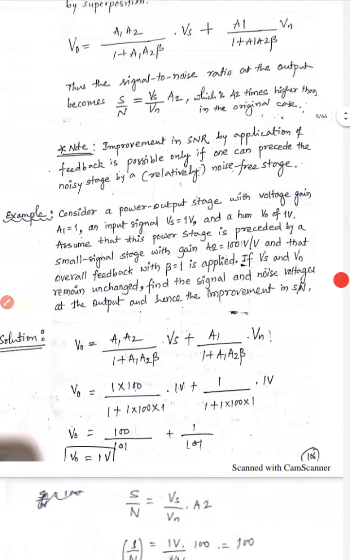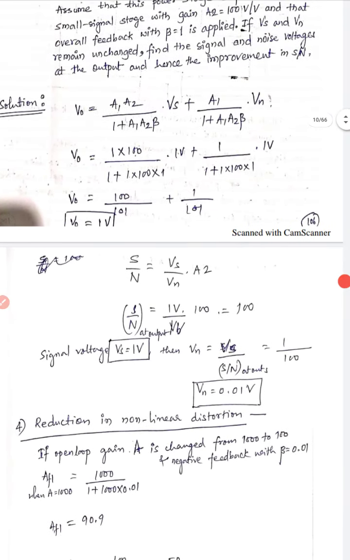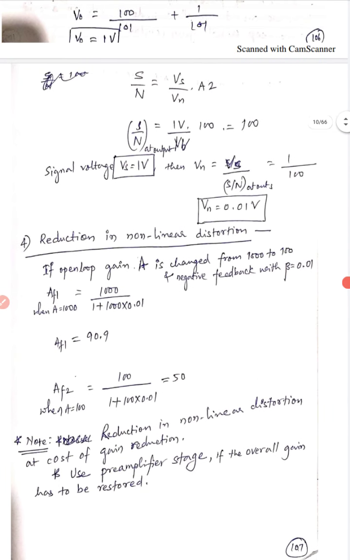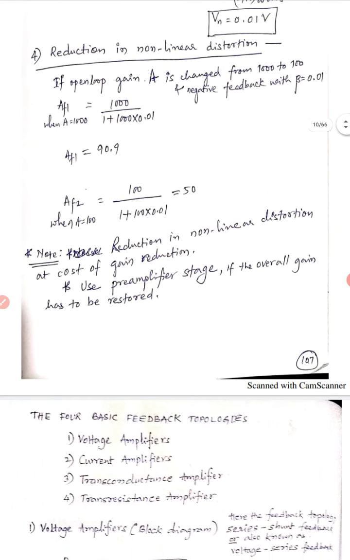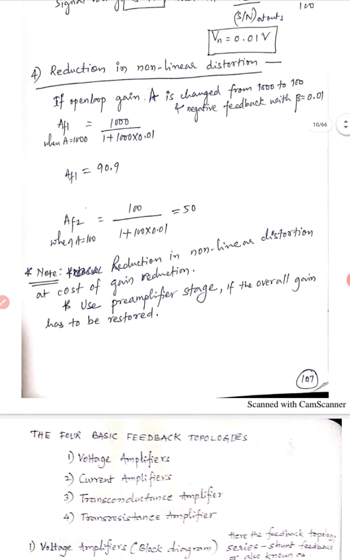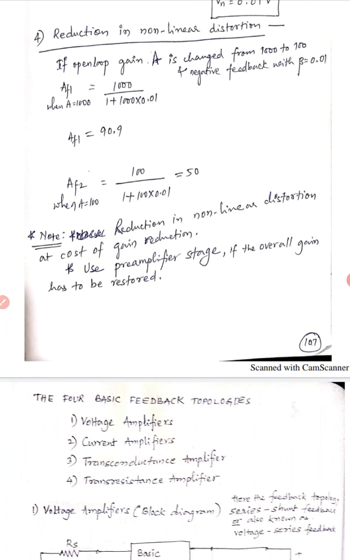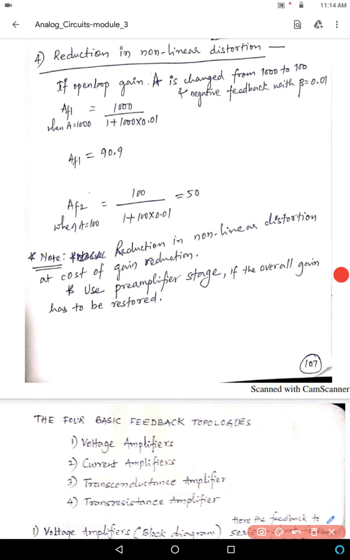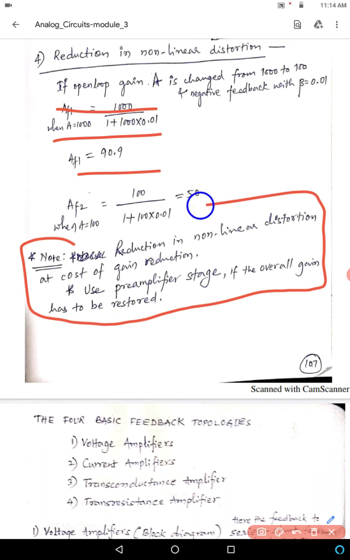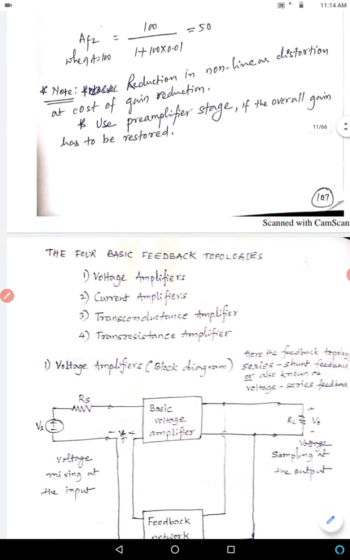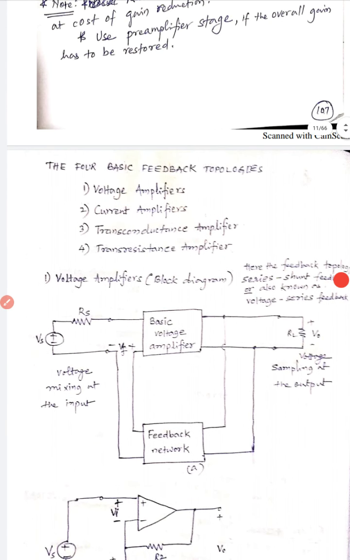And the last one, again some examples, the direct formulas will be given. Last one is reduction in nonlinear distortion. It will reduce the nonlinear distortion by using those parameters. Again, they have given the example AF1, all those things you should remember. This important note will be there, you should remember this important note. This is all about the 4 important parameters of the feedback amplifiers that you should remember.